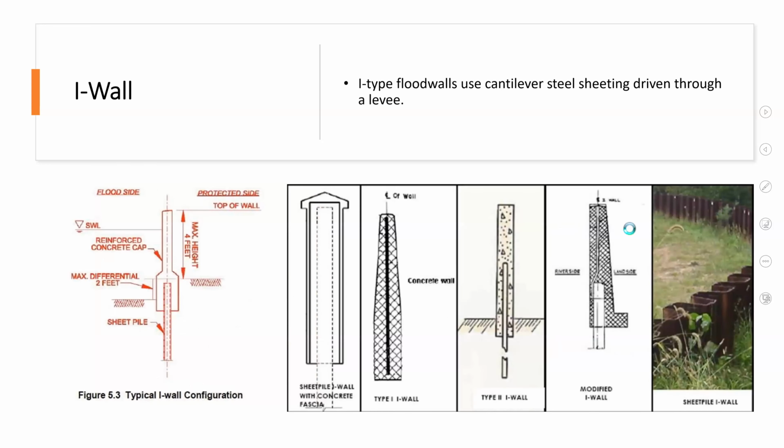And also this is the I-wall. The I-wall is a type of flood wall that uses cantilever steel sheathing driven through a levee. And as we can see in the picture, we have multiple types of the I-wall right here. As we can see in the free body diagram, we are seeing the sheet pile installed in the soil, and also the concrete on top of the I-wall.